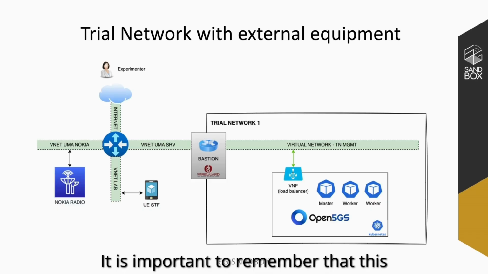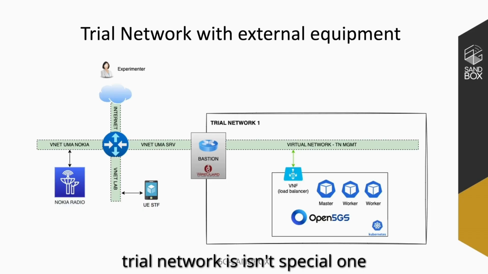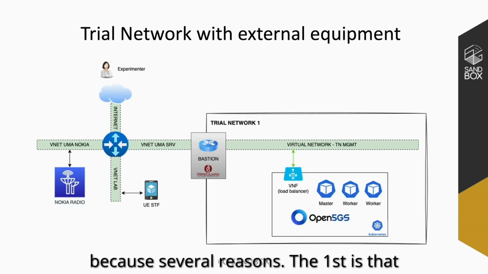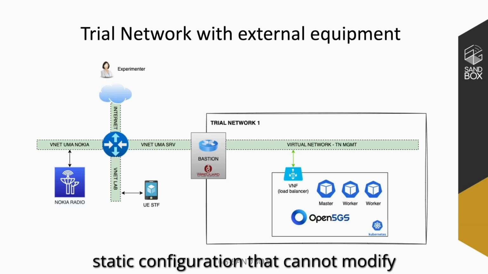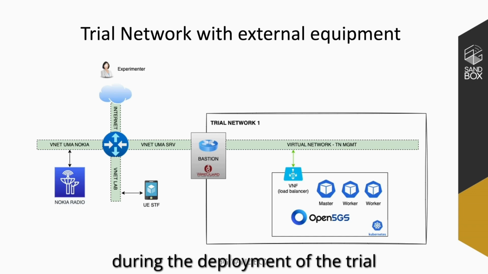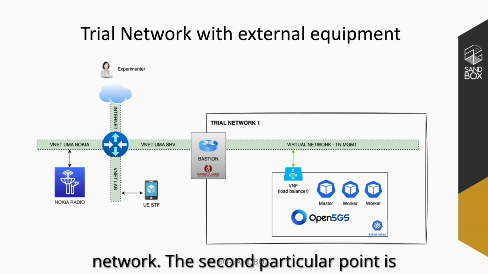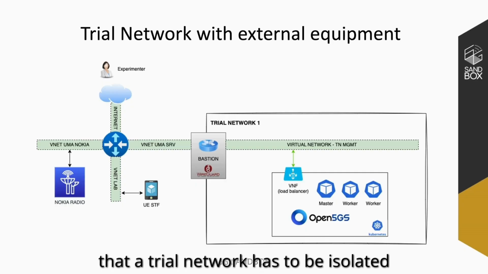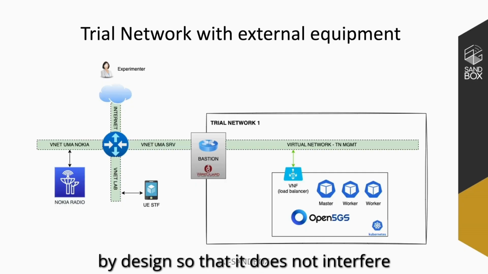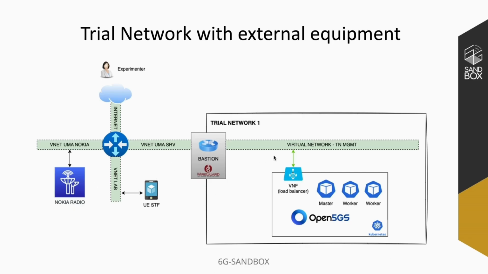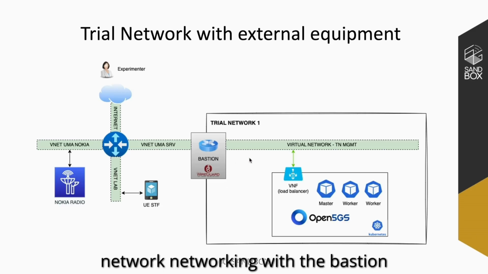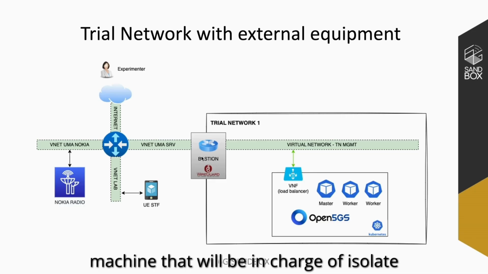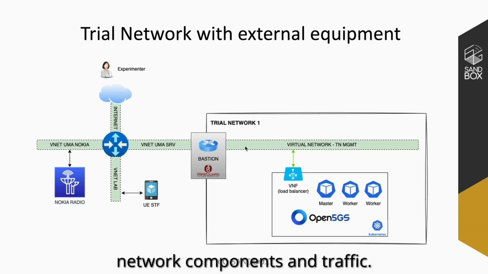It is important to remember that this trial network is a special one, for several reasons. The first is that we are using physical components with a static configuration that cannot be modified during the deployment of the trial network. The second particular point is that a trial network has to be isolated by design, so that it does not interfere with other trial networks. So, we will need to manage the trial network networking with the Bastion machine, which will be in charge of isolating network components and traffic.